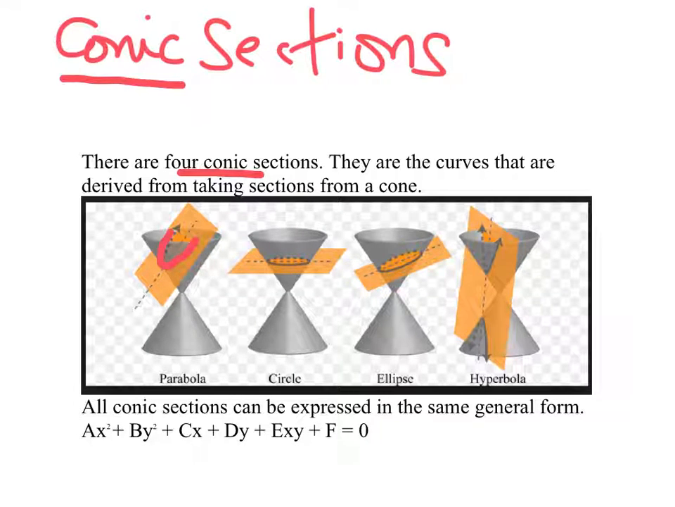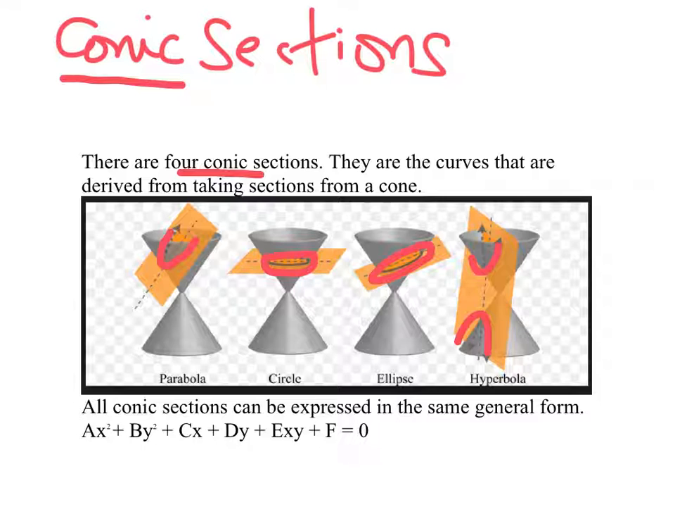We can also see a circle. If we go horizontally across, then the cross section is going to make a circle. Here, if we go at an angle, it's going to form an ellipse, which is like a squashed circle. And here is a hyperbola. So we're cutting here, and then we're cutting around here.